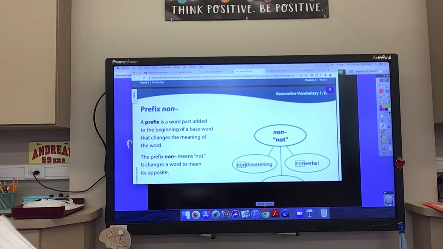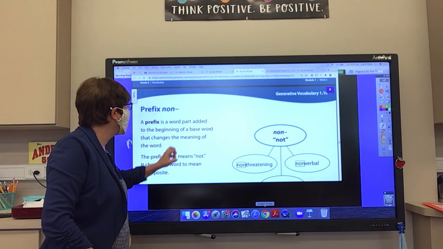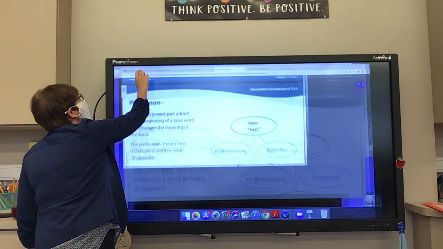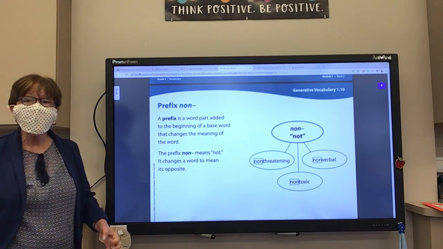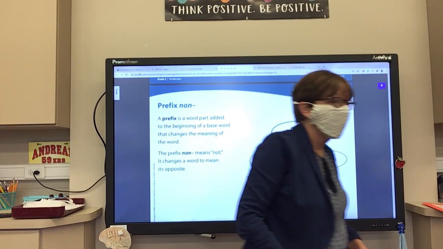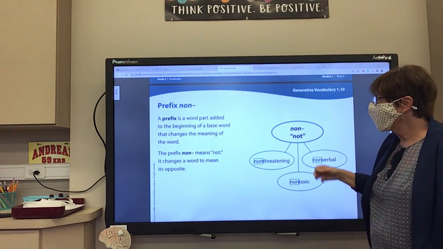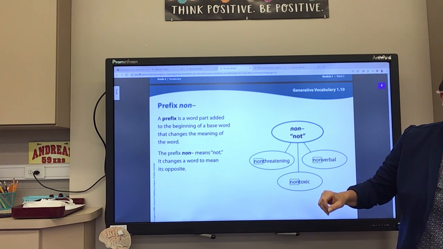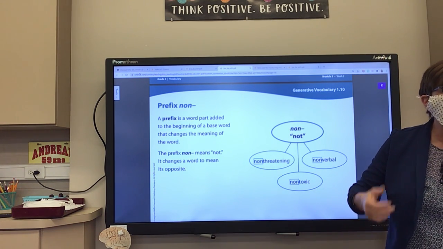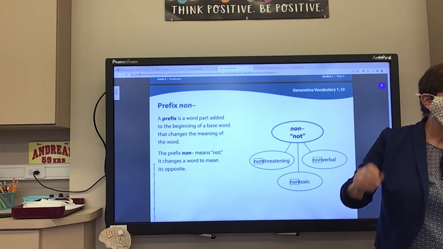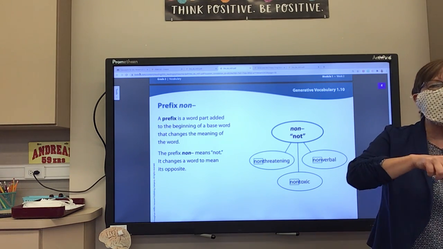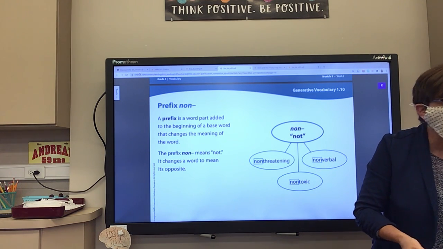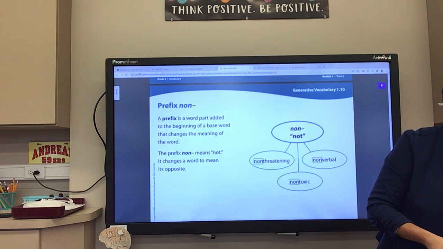Okay, boys and girls, we are talking about the prefix non, and a prefix is a word part added to the beginning of a base word that changes the meaning of the base word. This week and last week we were talking about the prefix non. And non means what, everybody? Not. Non means not. Where do we find a prefix? At the beginning of a word.